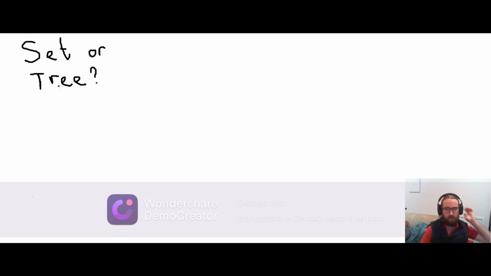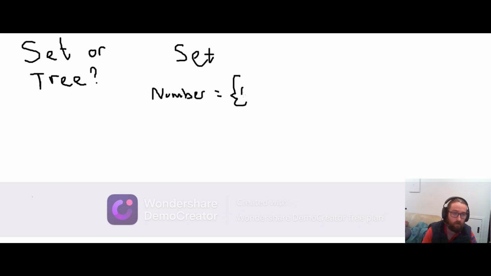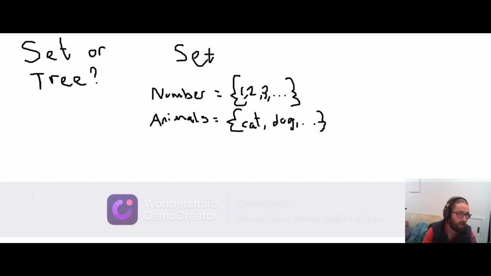So real quickly, I'm just going to define what it actually means to be a set or a tree. A set is essentially just a collection of objects. So for an example, the set of numbers might be something like a set with 1, 2, 3, etc. We can think of the set of animals. The set of animals is going to have a cat, it's going to have a dog, and so on and so on. Could do anything, set of colors, anything like that. Essentially, a set describes a collection of things. These are collections. I'm going to write that here.